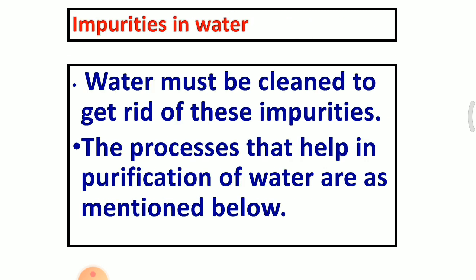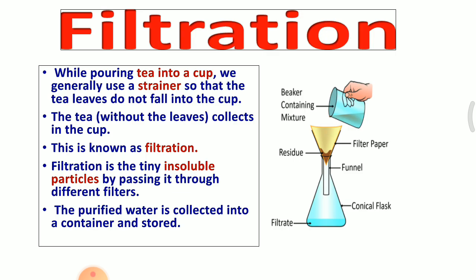Now we are going to see briefly how we can use the different types of purifying methods. Water must be cleaned to get rid of these impurities. The processes that help in purification of water are as mentioned below. The first process is the filtration process.